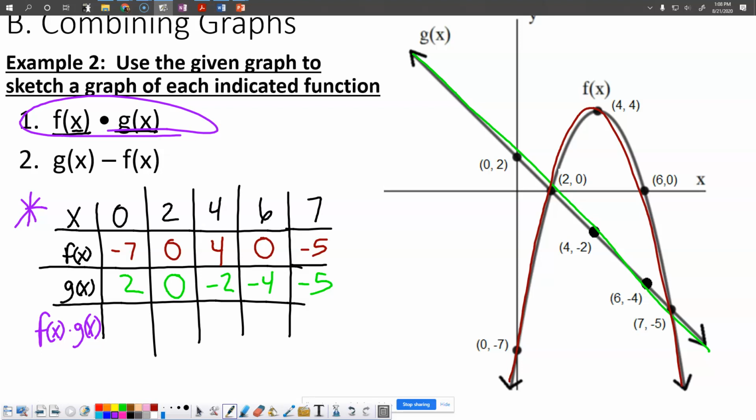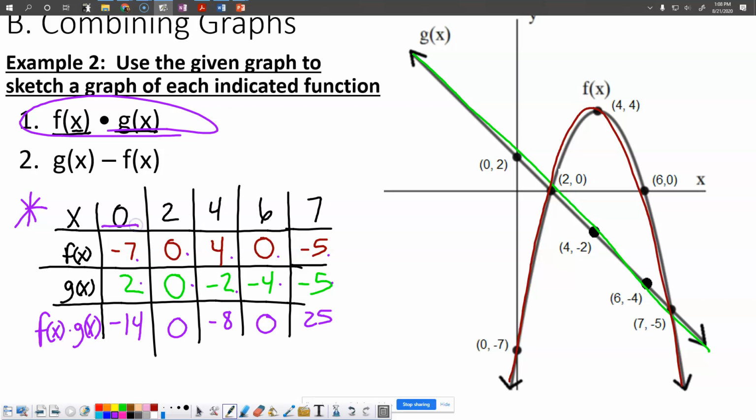Okay, so f of x times g of x: -7 times 2 is -14. 0 times 0 is 0. 4 times -2 is -8. 0 times 4 is 0. -5 times -5 is 25. Okay, so what we have then is a lot of points that we can graph.